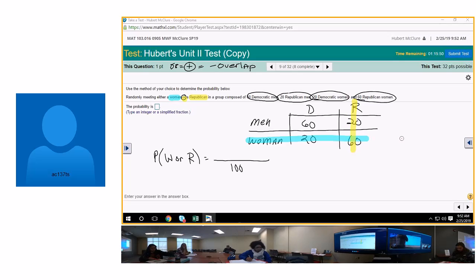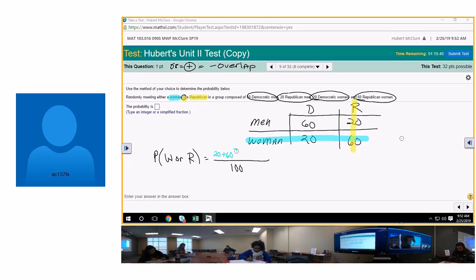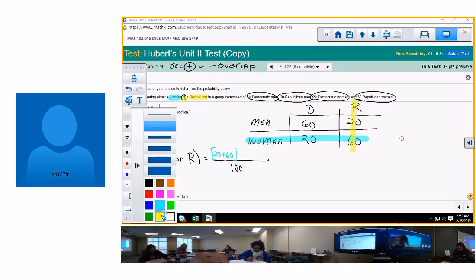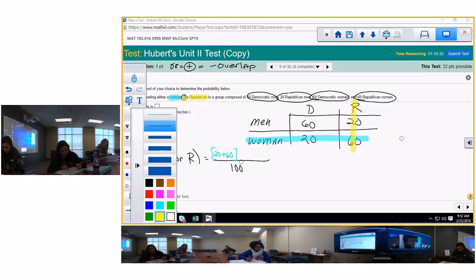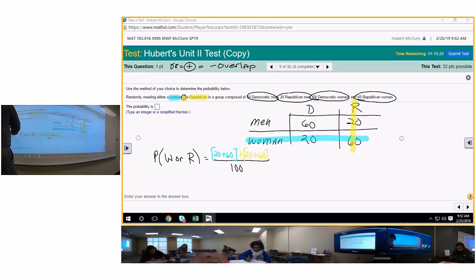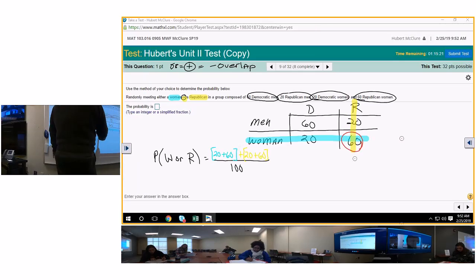So I'm going to take my blue pen, and I'm going to say 20 plus 60. And I'm going to take my yellow pen, and I'm going to put plus 20 plus 60. And then always subtract the what? Overlap, Hubert. Thank you, class.